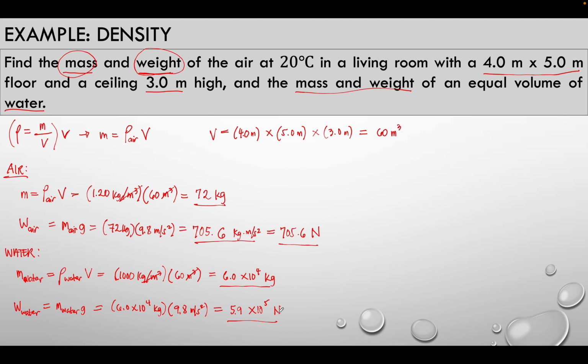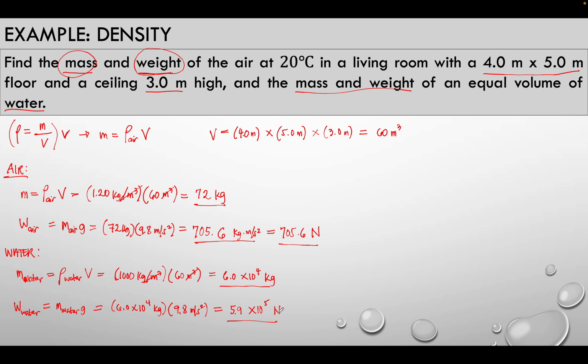So again, the mass of the air is 72 kilograms and the weight of the air is 705.6 newtons in a living room, whereas the mass of the water is equal to 6 times 10 to the power of positive 4 kilograms, and the weight of the water is equal to 5.9 times 10 to the power of 5 newtons. Okay, so that is how we would solve for the mass and the weight of the air and water using the formula for the density.